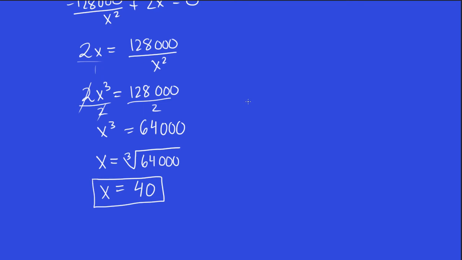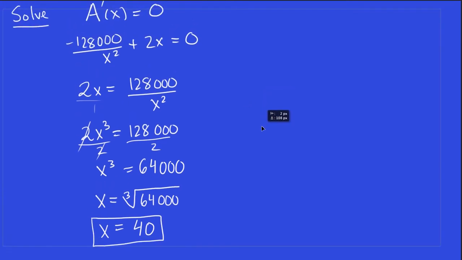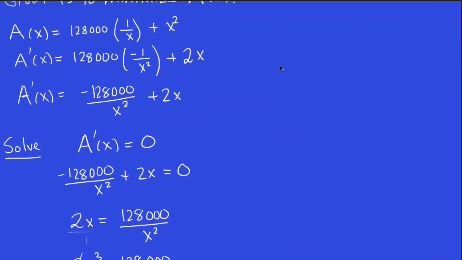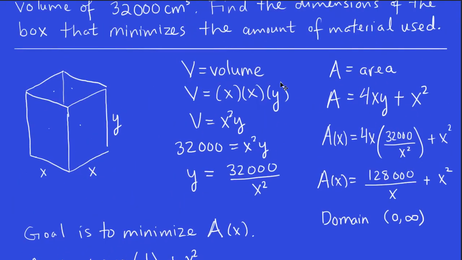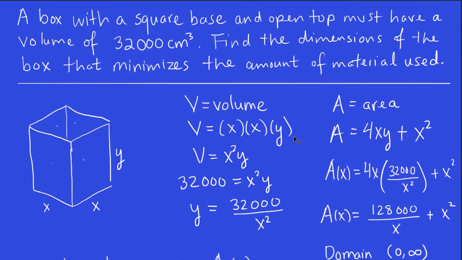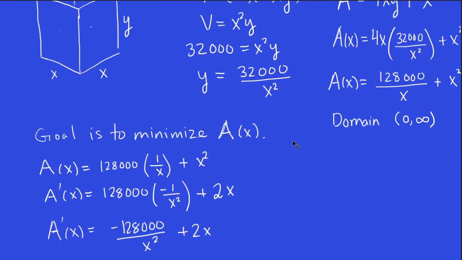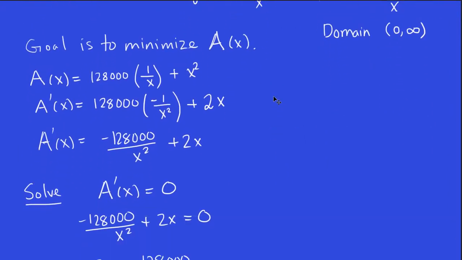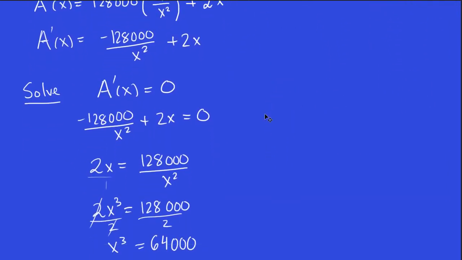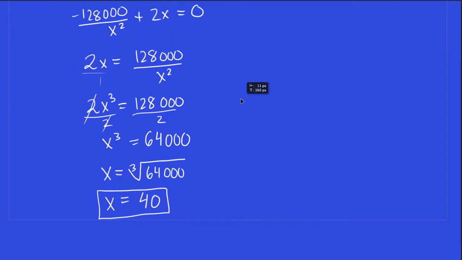We should really check, though, that it's... what are we trying to do? We're trying to find the minimum area, right? We want to minimize the amount of material used, so that means minimizing the area. How can we do that? Well, let's make a sign graph, I guess. We could do it that way.